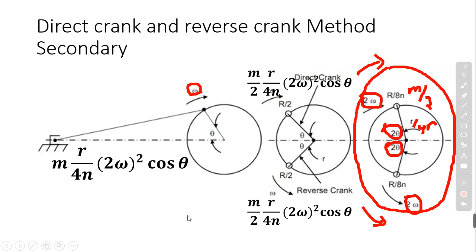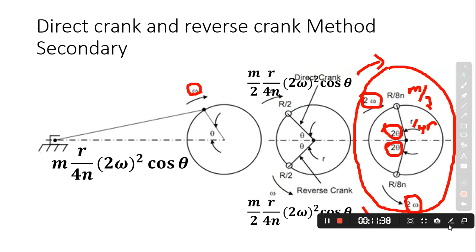Okay, I think you have got an idea, and this is very easy if you solve the problem in the next video. So don't worry about the complexity of this direct crank and reverse crank I have described now. It is actually very easy, and it is very easy to solve once you have solved a problem.